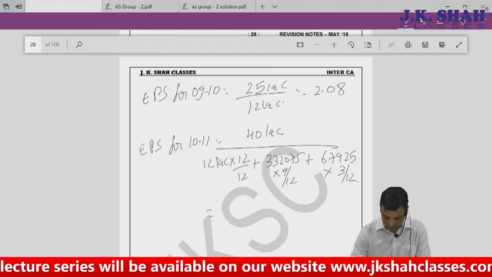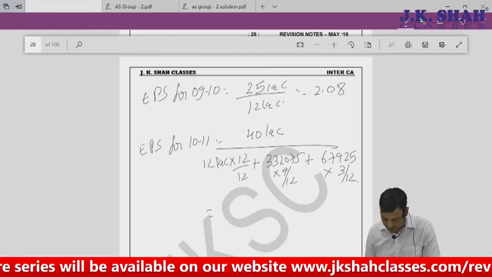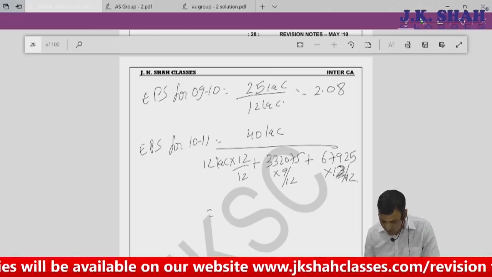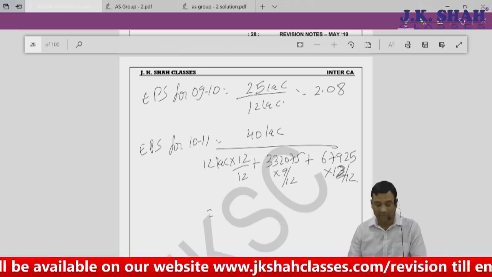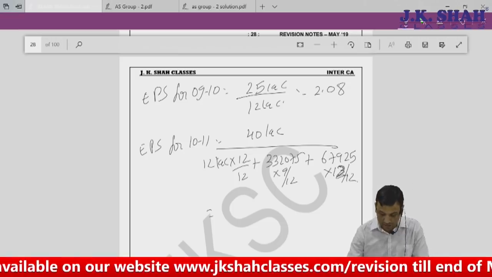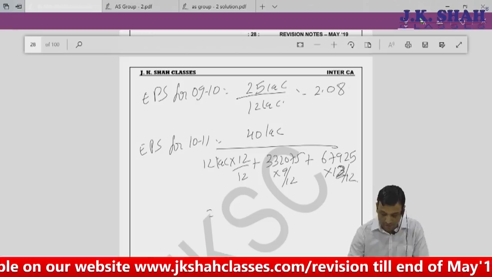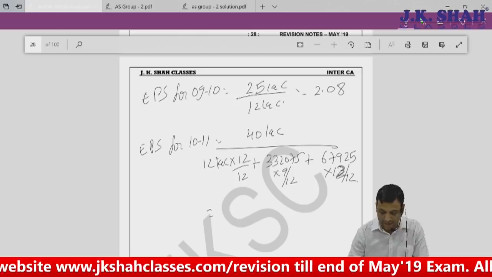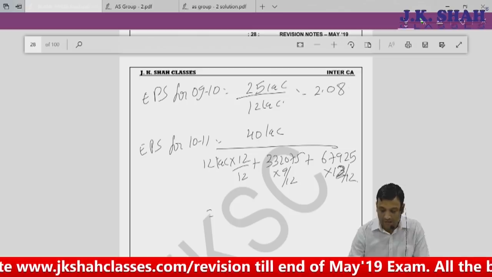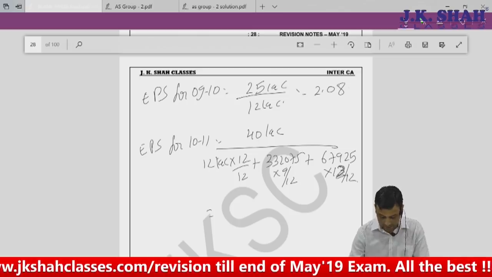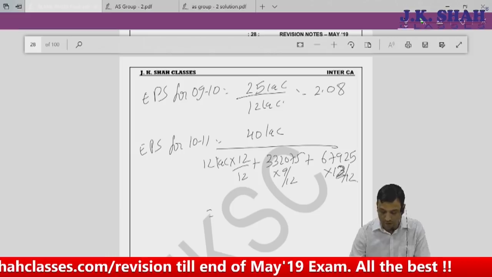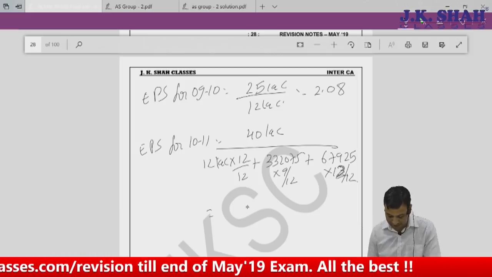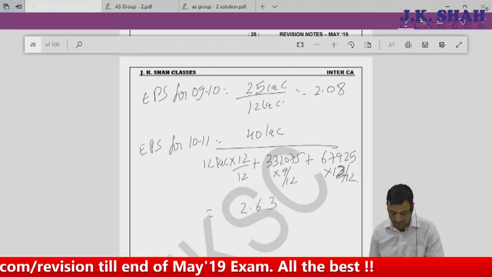Sorry, this will be 12 by 12, because it is the bonus element. The bonus will only have 12 by 12: 67,925 will be 12 by 12 only. Okay. So I have 40 lakhs divided by the weighted shares, and I get 2.63, something like this.